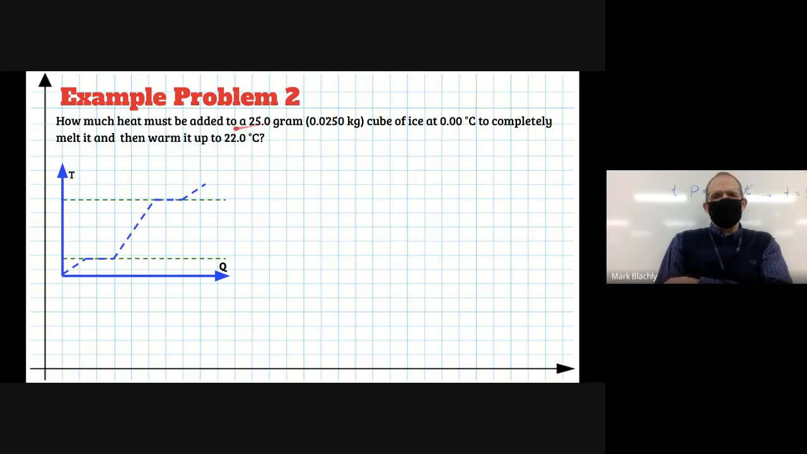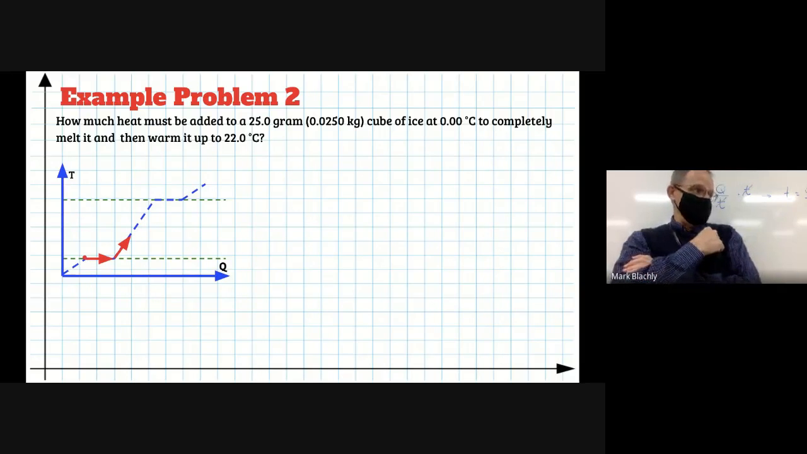What you're going to do in your homework book is draw this diagram that I have here in blue on each problem where you have to make a solution. And then you're going to highlight the section that we're interested in. So down here, it's a solid. The first green line is the melting point. And since the melting point is 0, we're starting right here at this spot. So we're going to go from there to there. That melts the ice. Are we done? No. We're going to warm it up to 22 degrees. So these are the two sections of the heating curve that we're interested in.